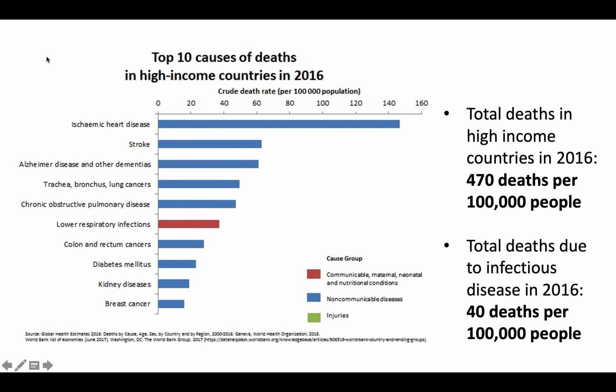If you look at this, you've got about 470 deaths per 100,000 people. That's the mortality rate of deaths per 100,000 people. Interestingly enough, that's about the same mortality rate for the lower income countries. It's about 420 per 100,000 people. But in this case, the deaths are due to other things instead of infectious disease. Okay, we're much, much lower as far as deaths caused by infectious diseases.